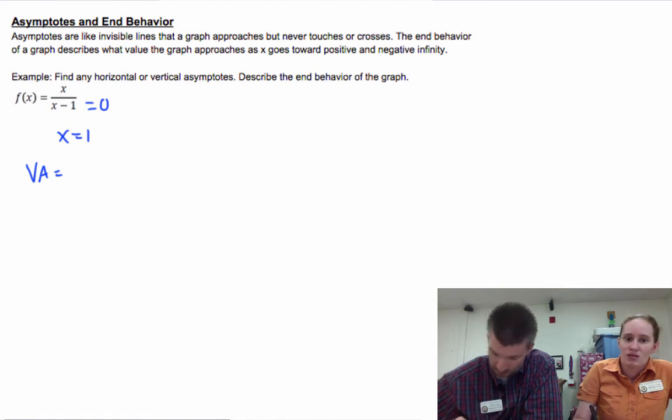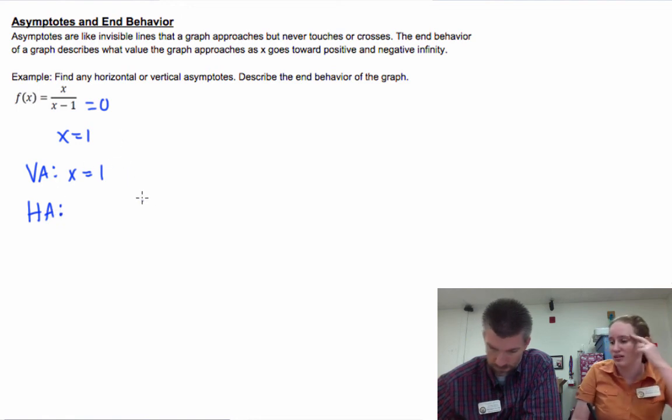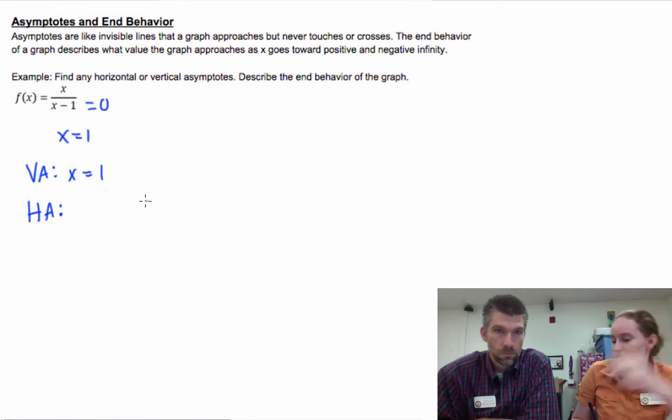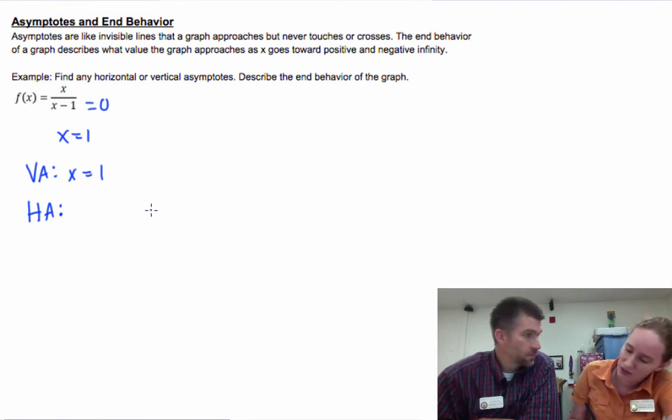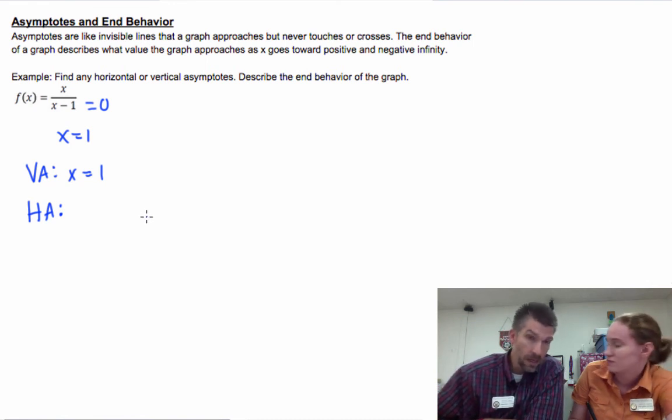I meant like a colon there, so I don't have too many equal signs. Now there is a way of figuring out what your horizontal asymptote is, but we'll go into that more in the next chapter, about how to find the horizontal asymptotes. And so it looks to me like that's at y equals 1.